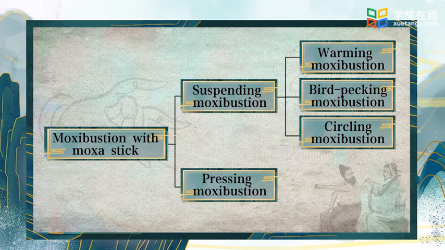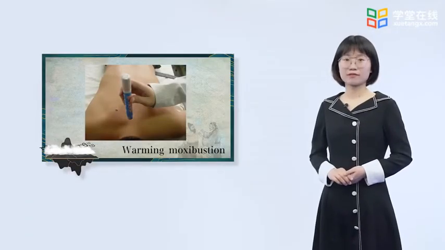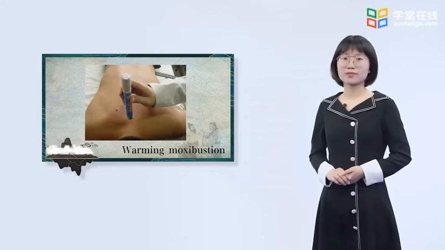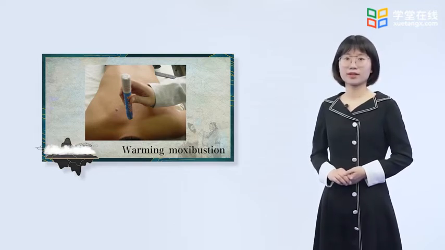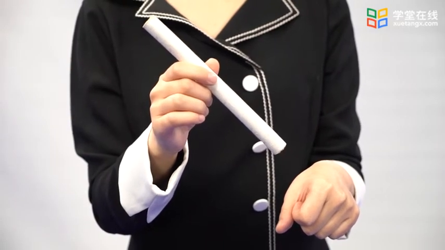Okay, let us study them one by one. For the warming moxibustion, first we ignite one end of the moxa stick and point it 2 to 3 cm away from the point or diseased area until the patient feels warmth but no scorching, just like this posture. Each acupoint can usually be heated for 10 to 15 minutes until the skin surface becomes reddish. In clinic, this method is used to treat chronic and deficient diseases.